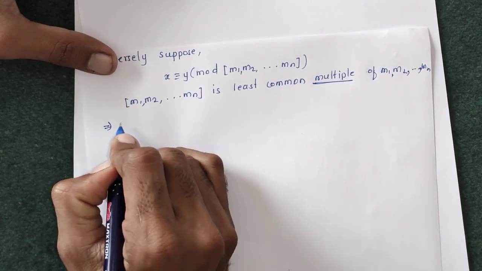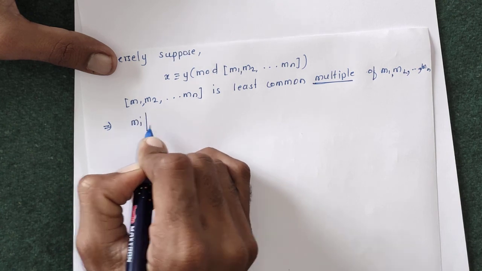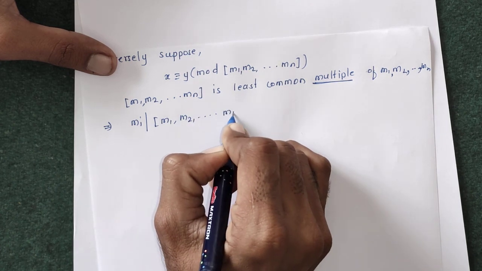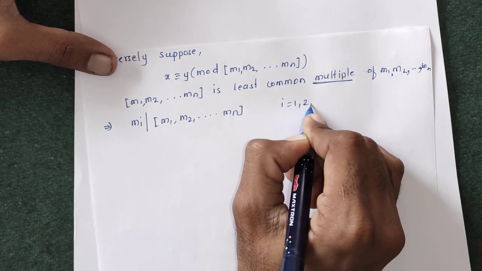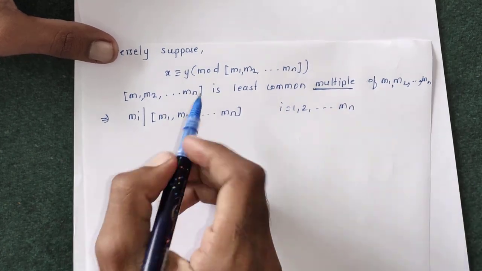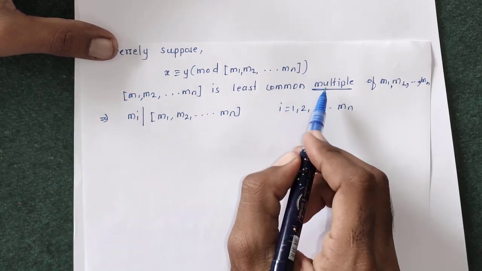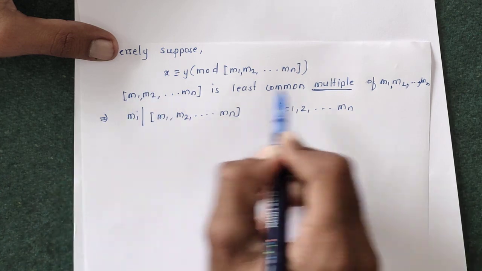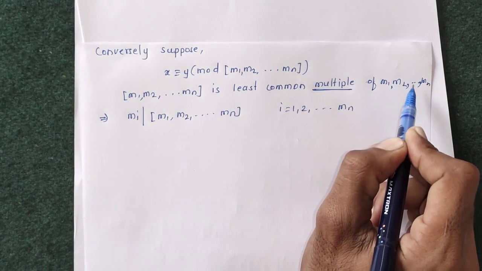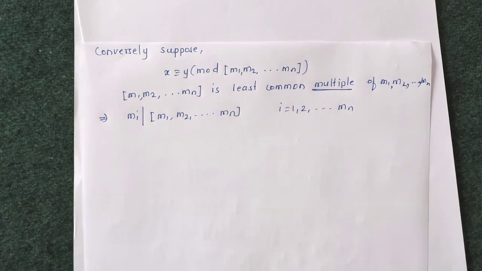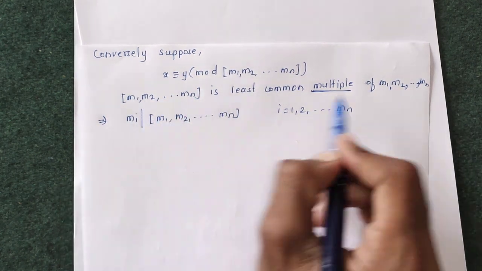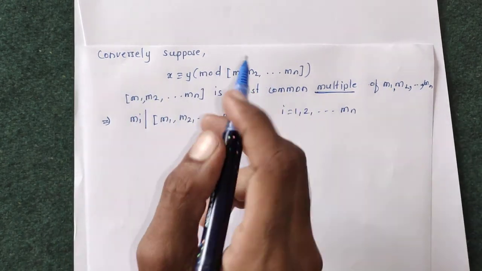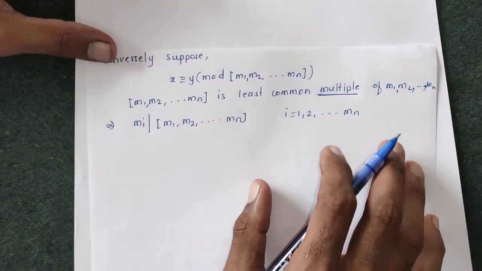That is, this gives us mi divides the LCM of m1, m2 up to mn for each i running from 1 up to n. Since this LCM is the least common multiple, first of all, it is a common multiple of these numbers. Therefore m1 divides this number, m2 divides this number, similarly up to mn divides this number, for each i running from 1 up to n.